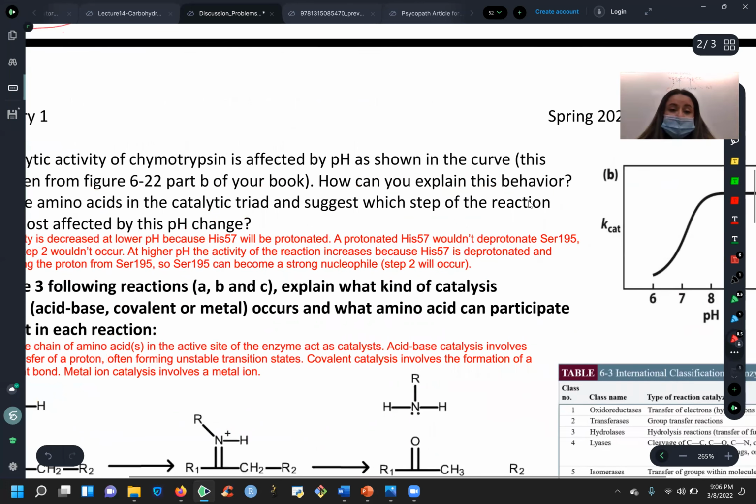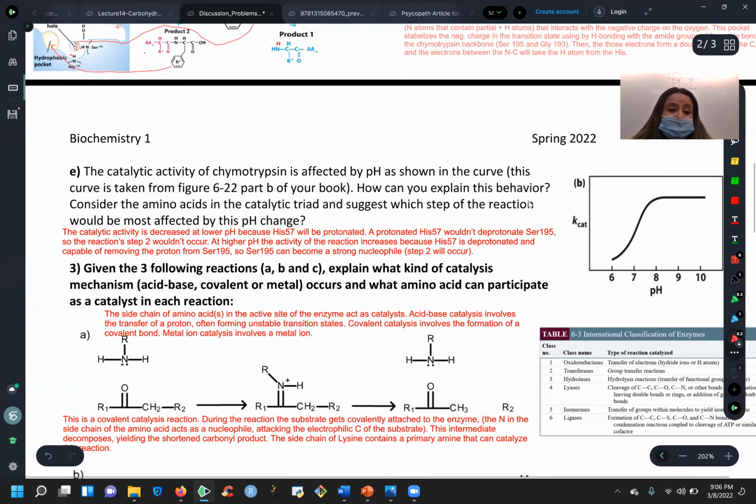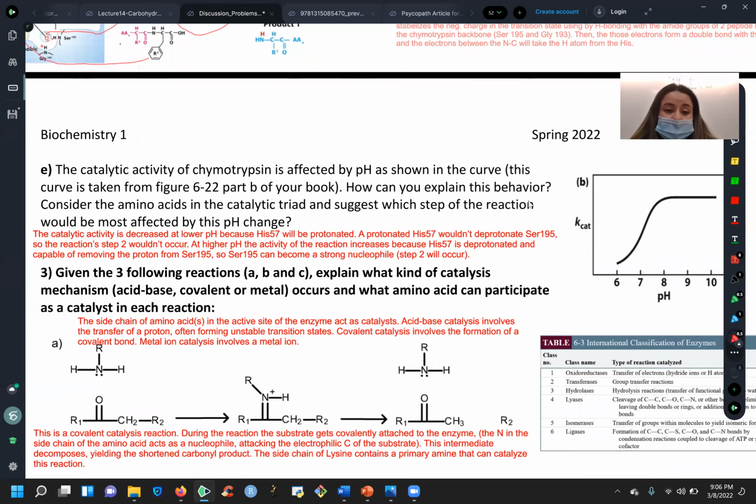So why is pH so important? The answer is that the catalytic activity is decreased at lower pH because histidine 57 will be protonated. A protonated histidine 57 wouldn't deprotonate serine 195. So that's why this is so important. If histidine has a proton, why would it go and steal? It can only hold one proton at a time. So why would it go and steal the proton from serine? It wouldn't. That's why pH is important.